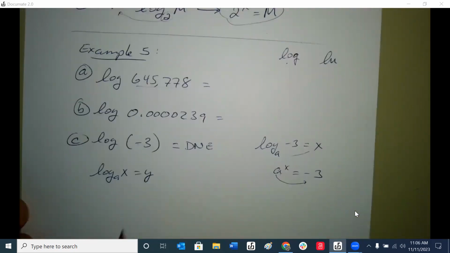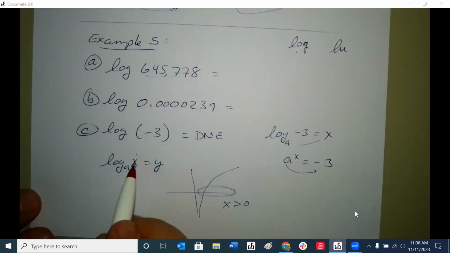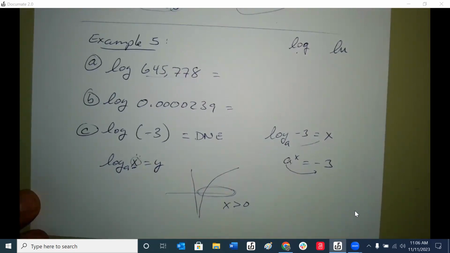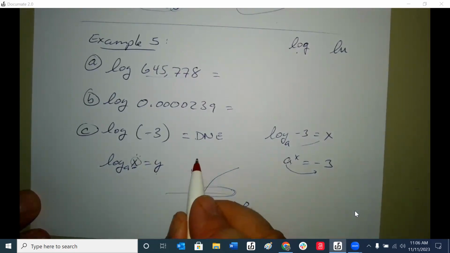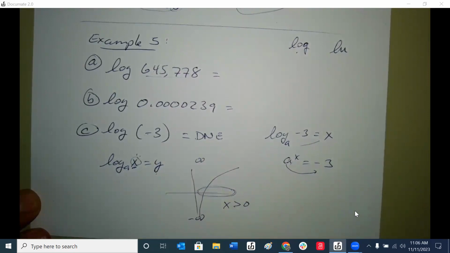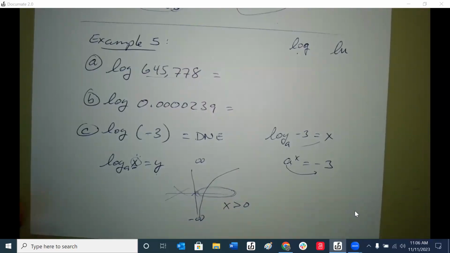Remember the formula? The domain is in here. The graph always looks like this. X has to be greater than 0. You cannot have a negative number here. Y can be anywhere from positive to negative infinity. But this number here can never be negative or 0.